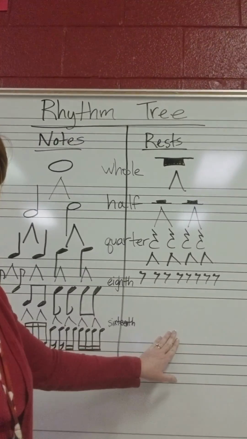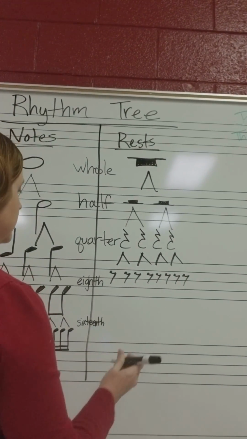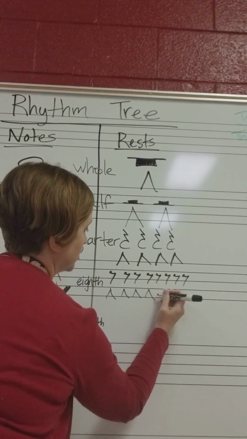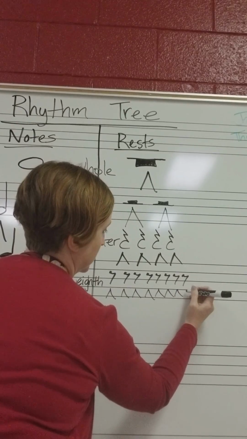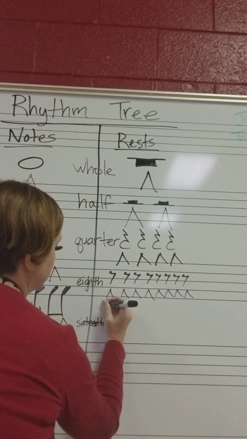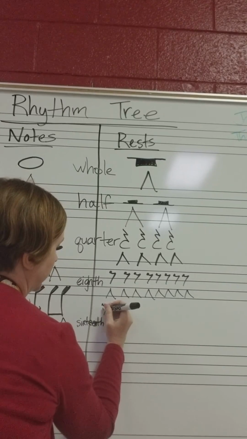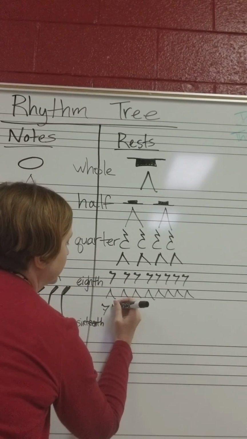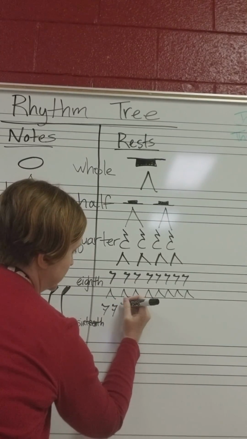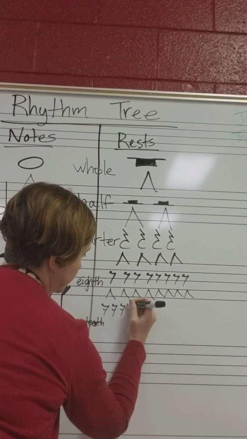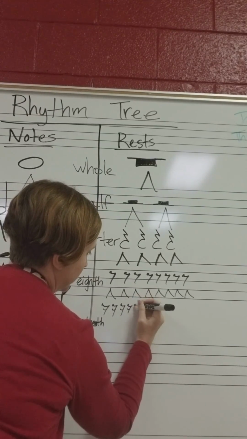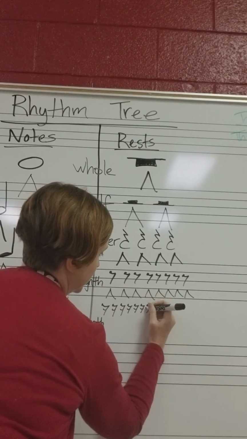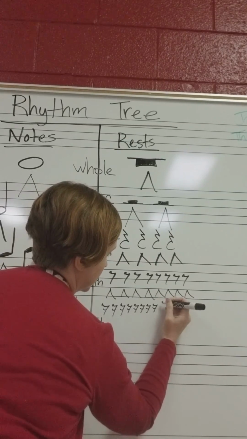Now for the 16th rests, this might get a little messy as well, but each one of these 8th rests can be split into 2 16ths. And all we do is draw that 8th rest again and then add one more little line there. So I think it looks kind of like a fancy 7 or maybe a cursive F. But we're going to draw 16 of those because it takes 16 to fit into a whole rest.